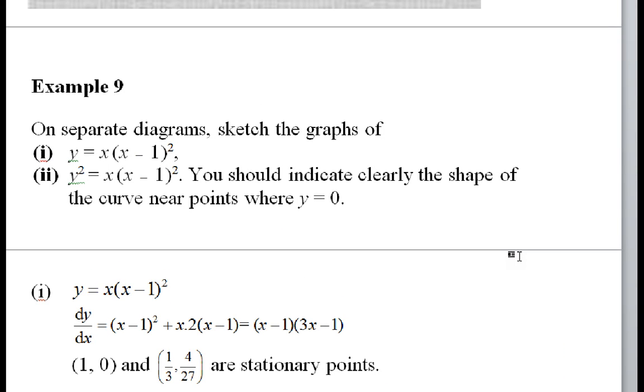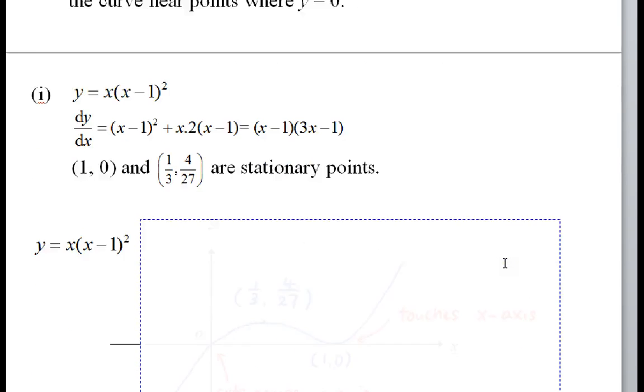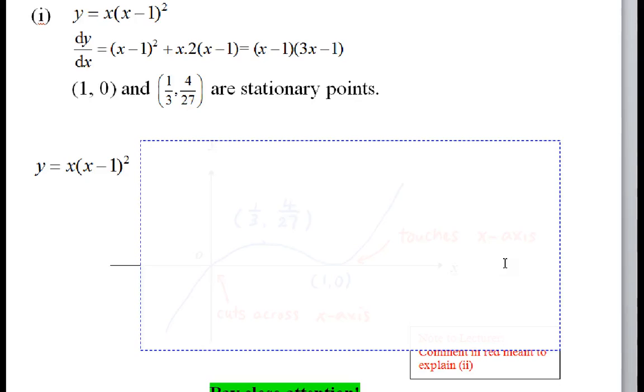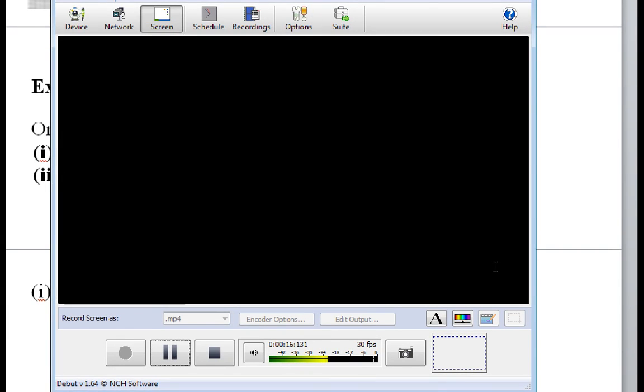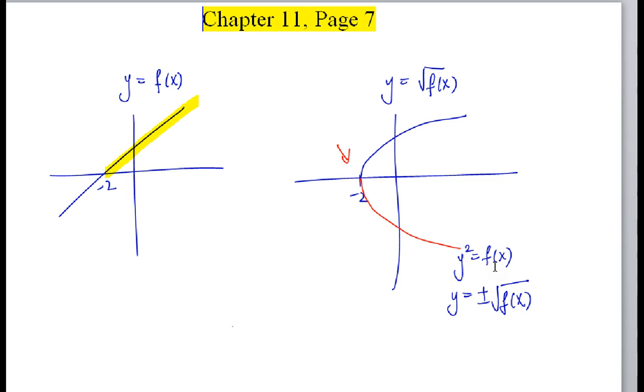Okay, example 9. Let me see whether example 9 is there. Okay, sorry. Example 9 is the one that we want to talk about. What if this point is a stationary point?